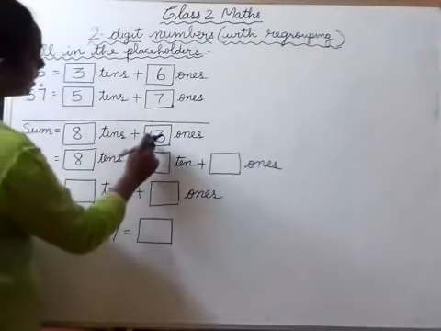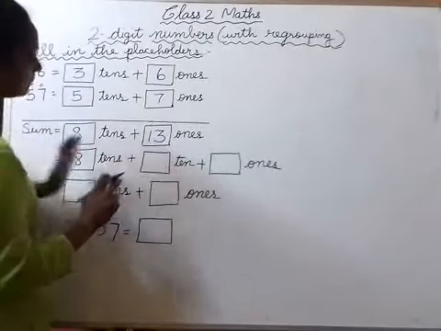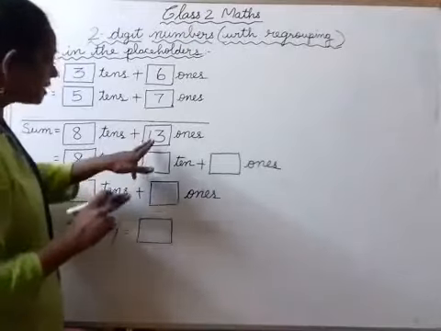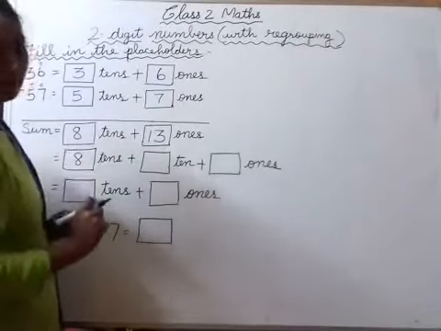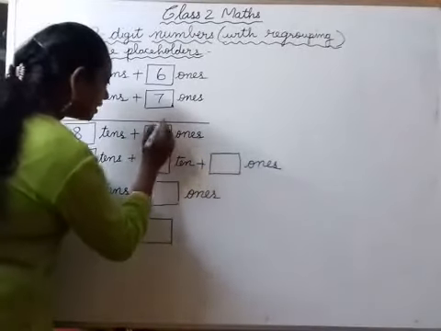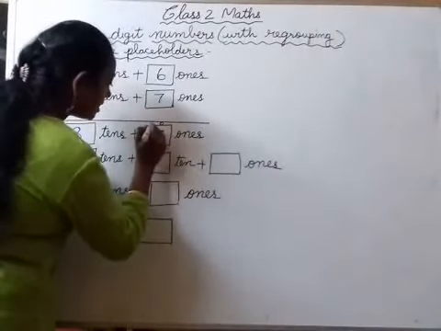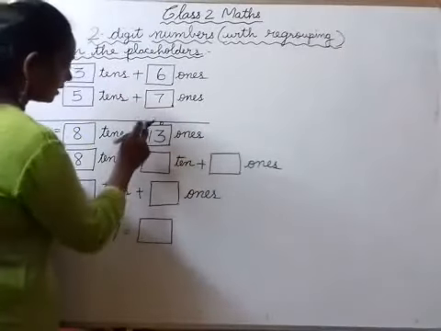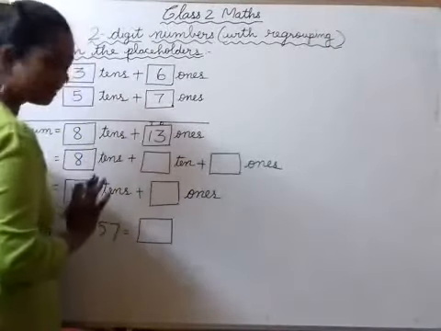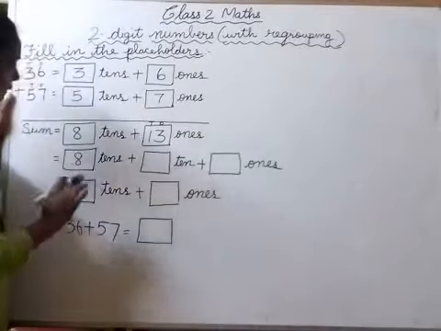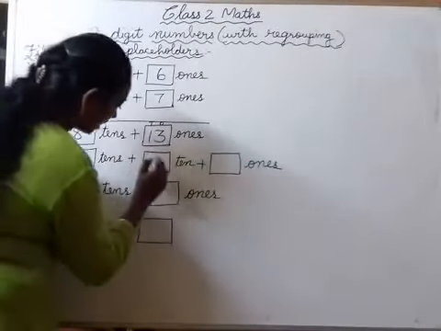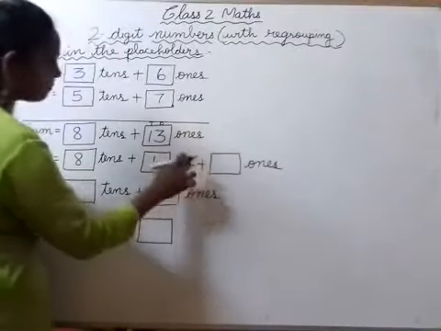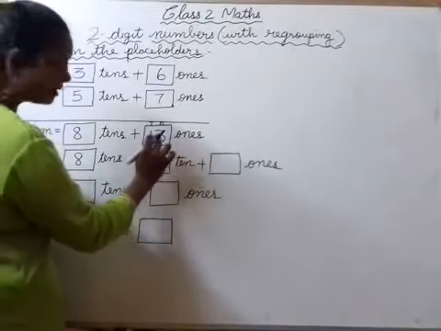Next 13 ones को हम क्या करेंगे? क्योंकि इसमें 2 digits है, so इसलिए इसको ones and tens को अलग करेंगे. So 3 इसमें ones में जाएगा and 1 tens में जाएगा. Which number is there in tens place? 1. So 1 ten plus how many ones are there? 3 ones.